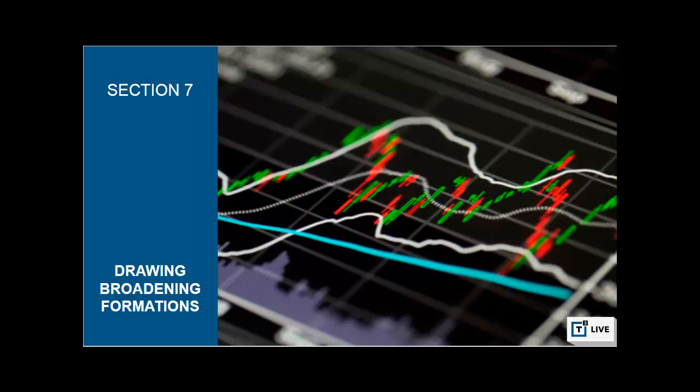Section 7. Drawing the broadening formations. This is possibly the question I get asked about the most, outside of the ref strats. Drawing the triangles. How do we draw the triangles?